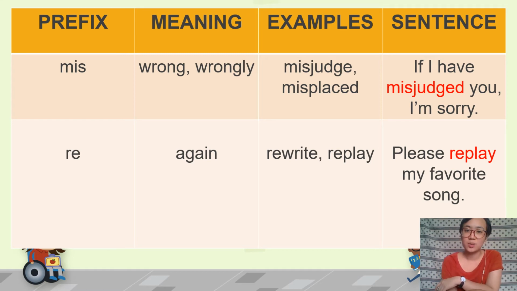All right. So what is the meaning? You judge wrongly, right? So what's the sentence? The sample sentence is, if I have misjudged you, I'm sorry. Next, re. So the meaning is again. So for the example, we have rewrite and replay. So again, re means again.